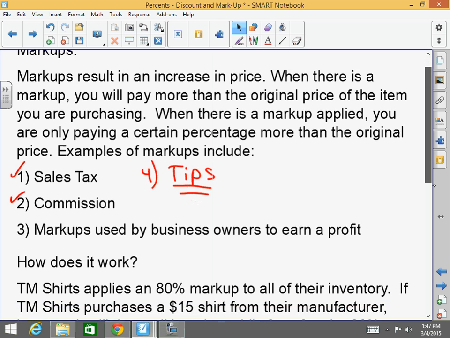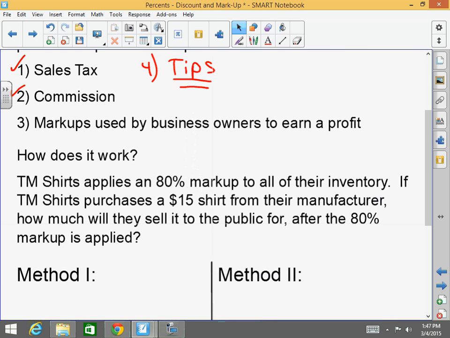Okay, so how does this work? Very similar, okay? Very similar. TM Shirts applies an 80% markup to all of their inventory. If TM Shirts purchases $15 shirts from their manufacturer, how much will they sell it to the public for after the 80% markup?